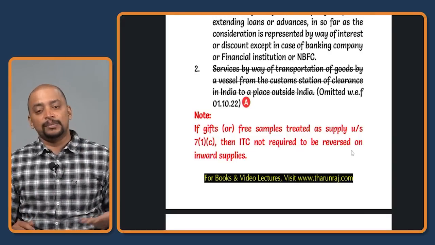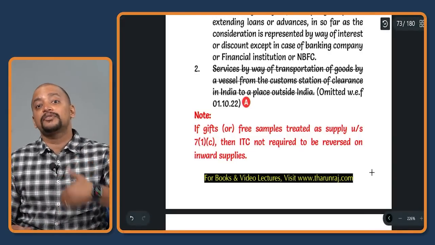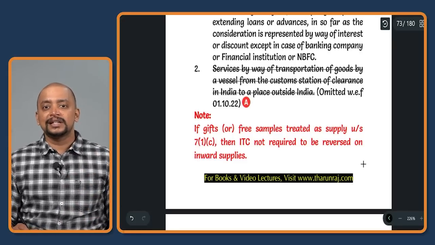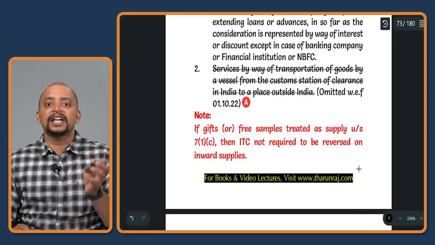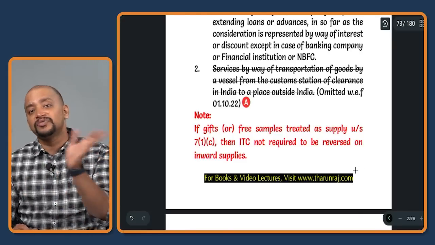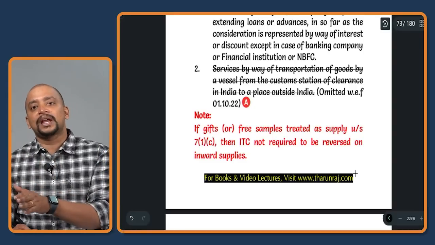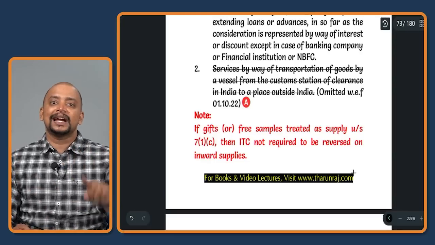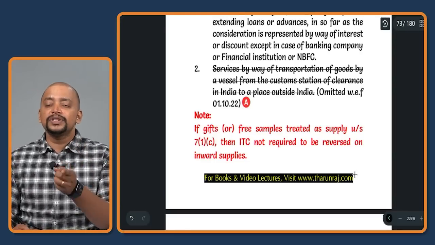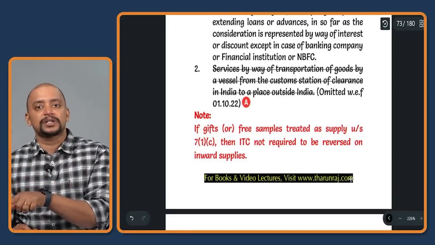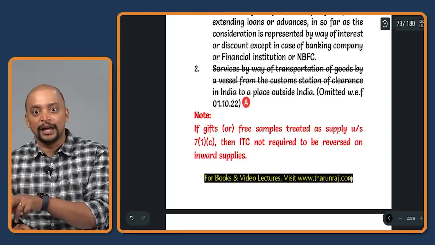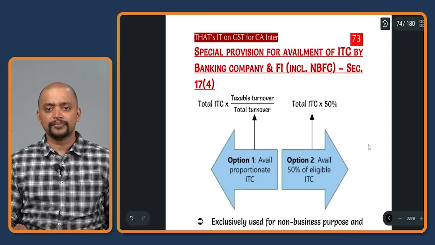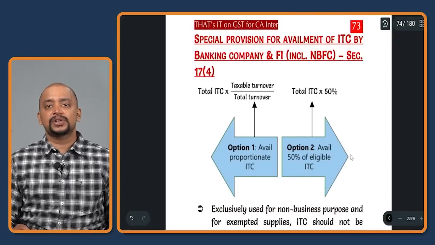So ITC is not available. But in this case, what they are telling is that if the gift or free sample is supplied under 7(1)(c), then we can take ITC. So the employer purchased a gift and gave it to an employee. If the value of the gift exceeds 50,000, definitely it is a supply, because gifts exceeding 50,000 per annum are supply. Therefore the employer can take ITC even though it is a blocked credit. If the value of the gift does not exceed 50,000 per annum per employee, it is not a supply, so the employer cannot take ITC with respect to the gift purchase.